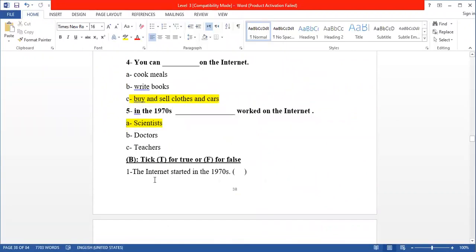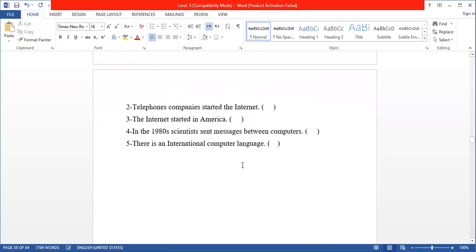Now T for true or F for false. The internet started in the 1970s. Is it true or false? False. The internet started in the 1960s.